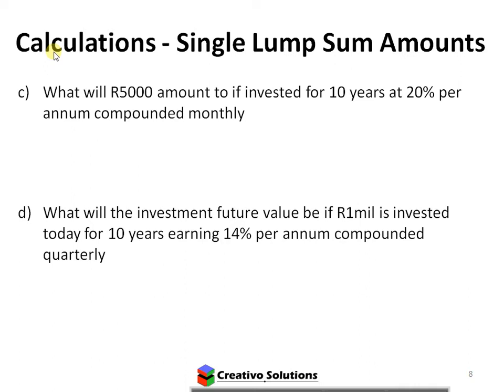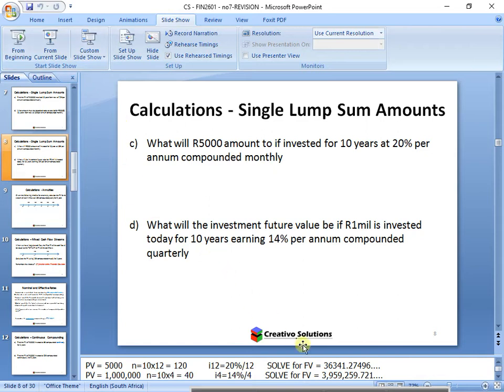What are we getting, guys? The first one I've got is 36341.28. Okay. And your second one? 3959. Yeah, it's good. Okay, 36,341. Good. Alright, great. You guys know how to work out future value.